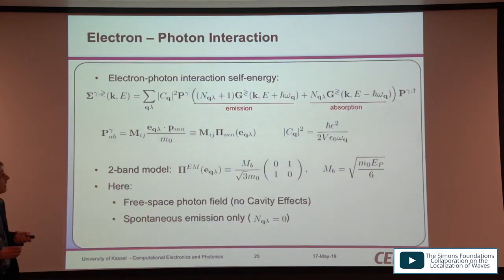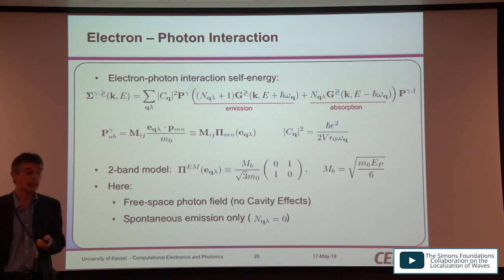Now for the photon scattering, this is also based on Fermi's golden rule. We have emission and absorption. Here are the matrix elements, basically. And for our LEDs, we do not include stimulated emission or absorption. So we set this photon occupation number to 0, and we only have this term left, which is the spontaneous emission that we include.